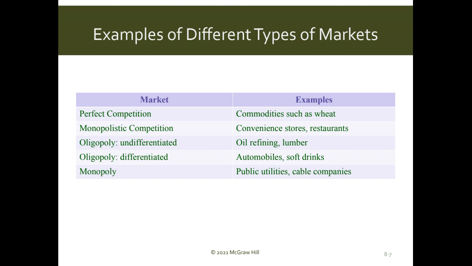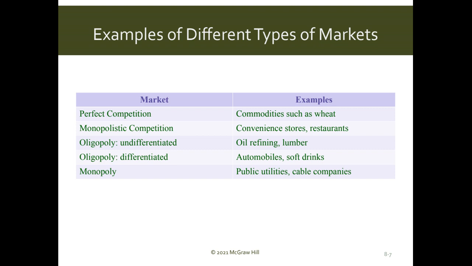Oligopoly, undifferentiated: oil refining and lumber. Oligopoly, differentiated: automobiles, soft drinks. Monopoly: public utilities, cable companies. Sometimes you have a monopoly in one specific region as well. For example, suppose there are three cable companies, but one cable company is operating only in one specific area. So that company has monopoly power in that specific area. So sometimes you define monopoly in terms of location as well. Okay. So you have to read from your textbook as well. I can't discuss each and everything.